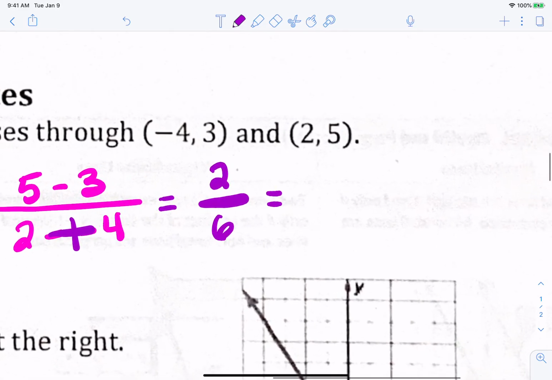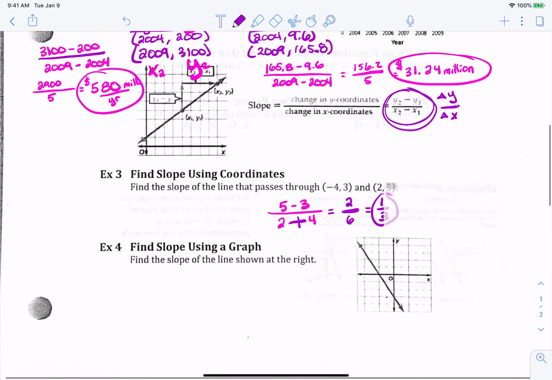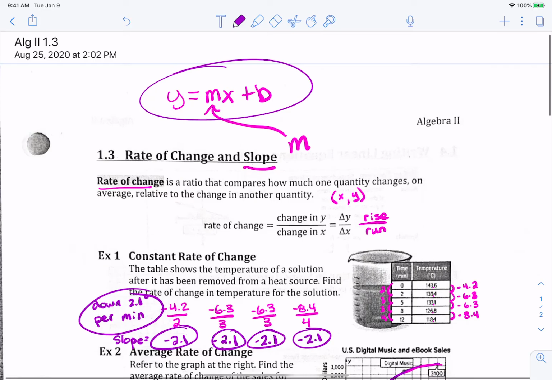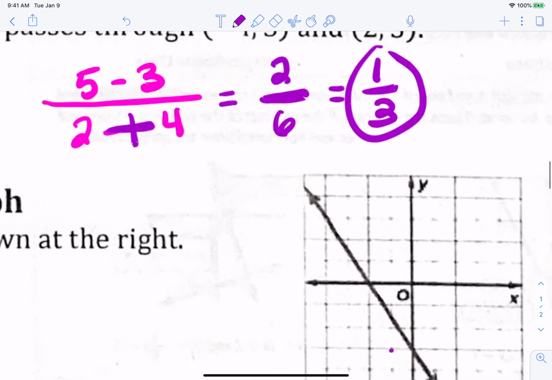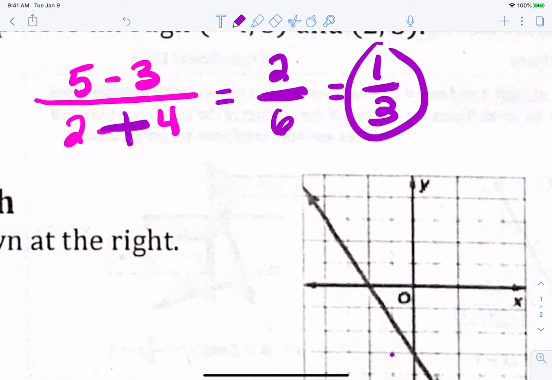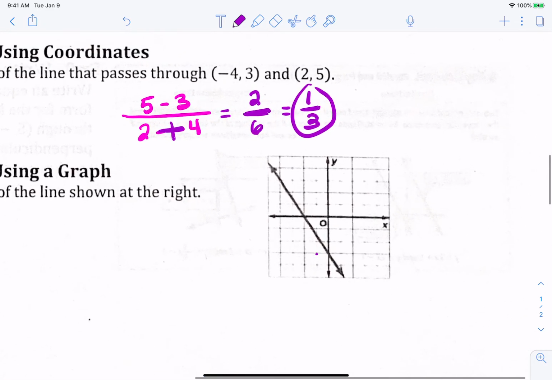So 1/3. Now, do not write your slopes as a decimal. You reduce it in lowest terms, but don't ever write it as a decimal because when we start to put them into an equation like up here, we're going to want that slope as a fraction, even if it's an ugly fraction. So go ahead and leave it as a fraction, not a decimal. Good?